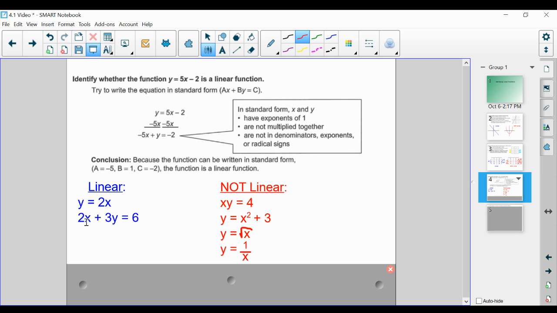And also we have y is equal to 1 divided by x. And this is also not going to be linear. A lot of students forget this last example, as it's not going to be linear. We have y is equal to 1 divided by x.